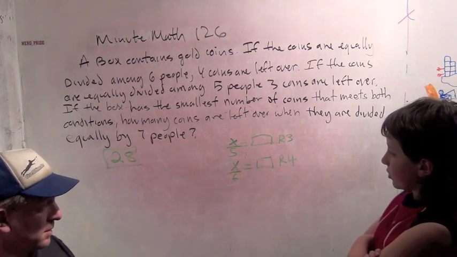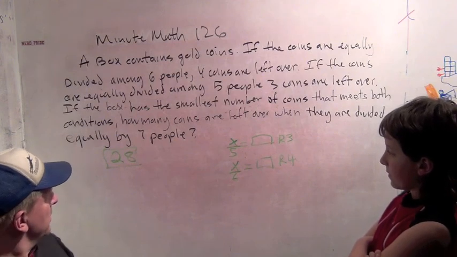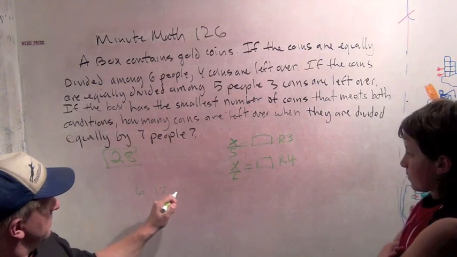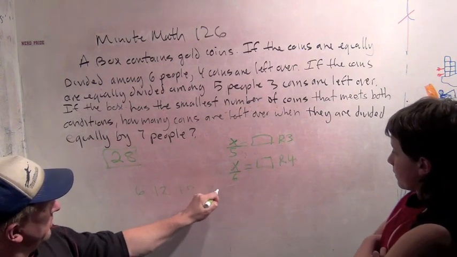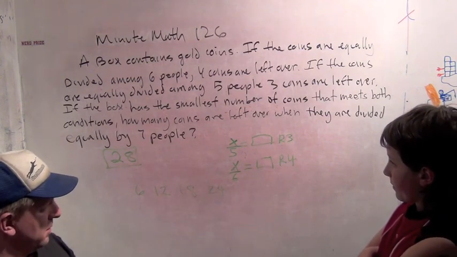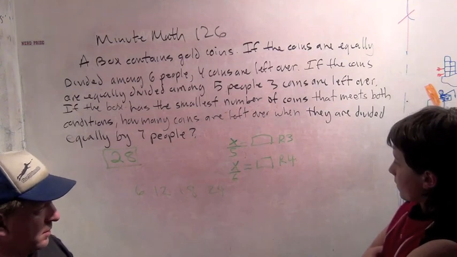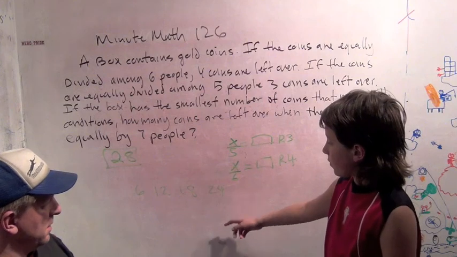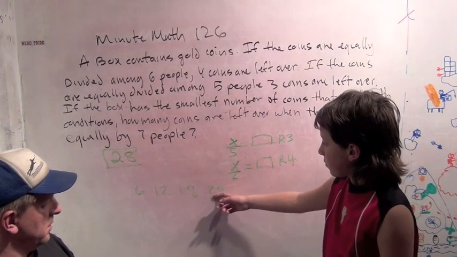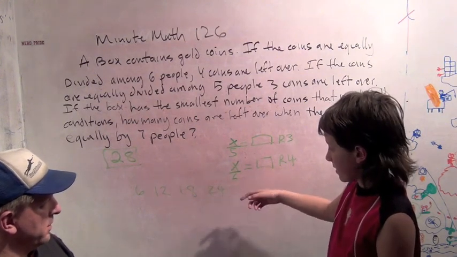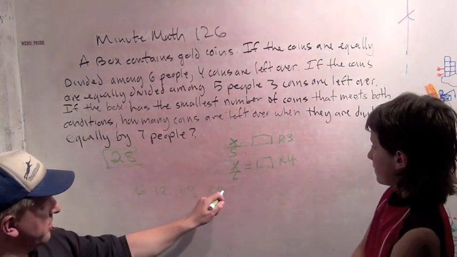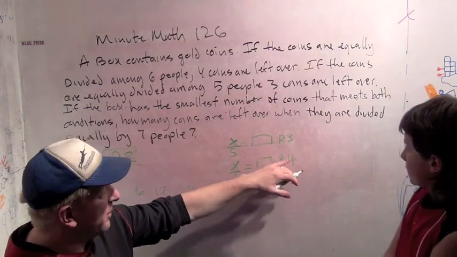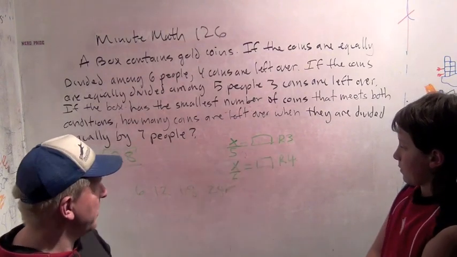Well, we can look at some multiples of 6. We got 6, 12, 18, and 24. We already checked 24. How did we check 24? Well, 24 plus 4 is 28, and 28 minus 3 is a multiple of 5. So we know this one worked because when we added 4 to it, we got 28, and when we subtracted 3, we got a multiple of 5.